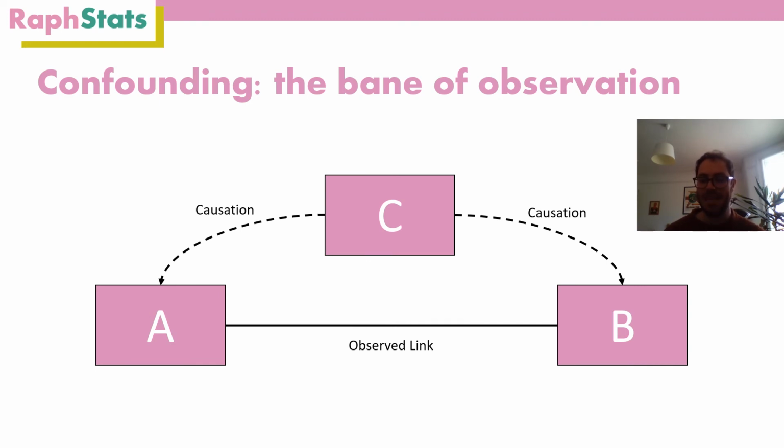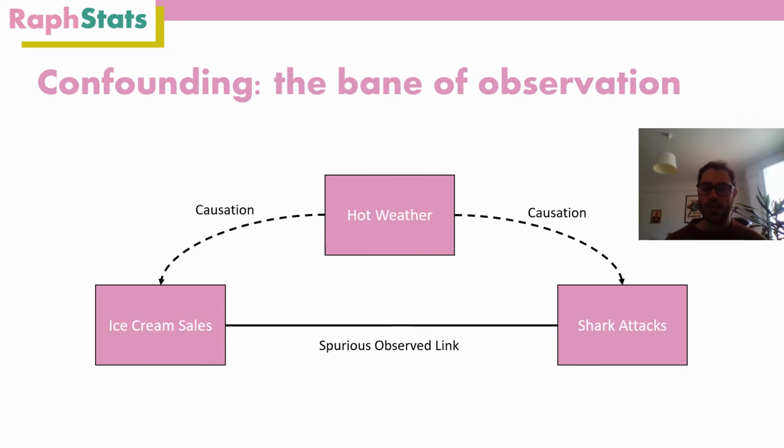That means your link between A and B isn't actually because A affects B or B affects A, it's just because they're both related to this other variable C. Obviously that's a bit abstract, so I'm going to use an example. If you were to look at ice cream sales and shark attacks, you might find that they're very linked. The higher ice cream sales are, the higher the number of shark attacks. And this may lead you to say that selling ice cream causes shark attacks.